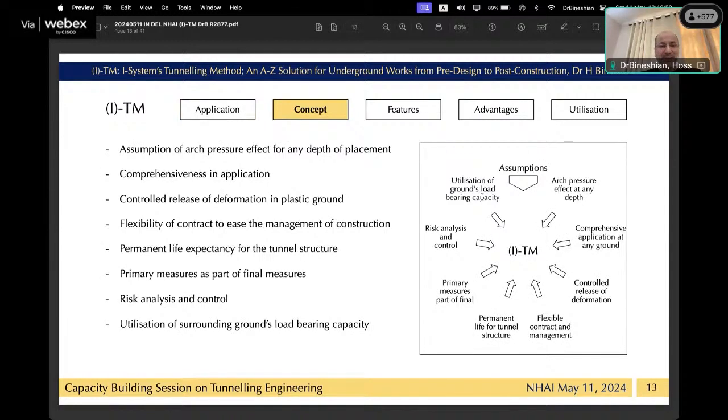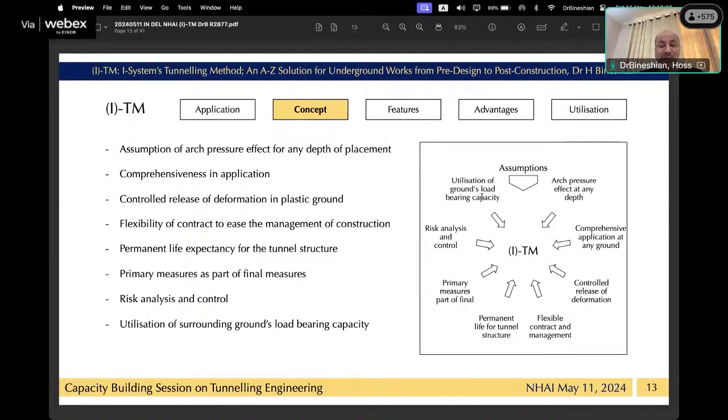The concept, as I explained before, is based on these 8 important assumptions. It has never neglected the arch pressure, because if you neglect it, your cost will be increased. It never has any limitation in any medium, so it is comprehensive at any ground. It is controlling the deformation, so deformation will not get out of your control and surprises will not happen. It is flexible for contract management.